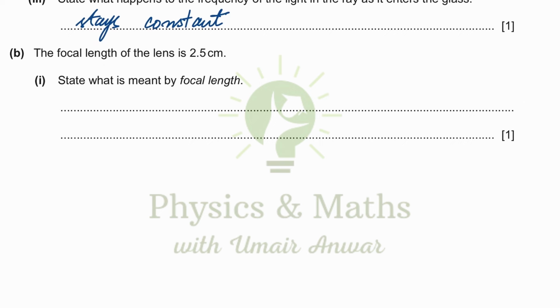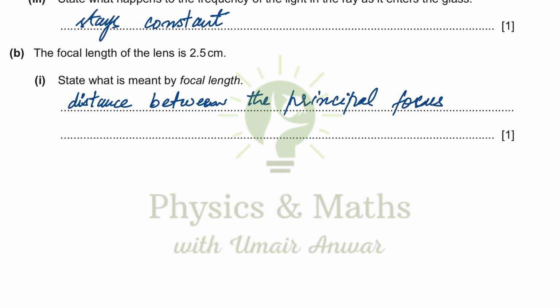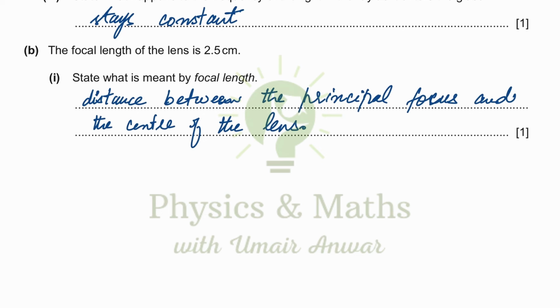State what is meant by the focal length. So it is the distance between the principal focus, or we could also write focal point, and the center of the lens, or the optical center. So the distance between the optical center or the center of the lens and the principal focus. Principal focus is found on either side of the lens. So any one of the principal focus and the center of lens, their mutual distance is the focal length of the lens.